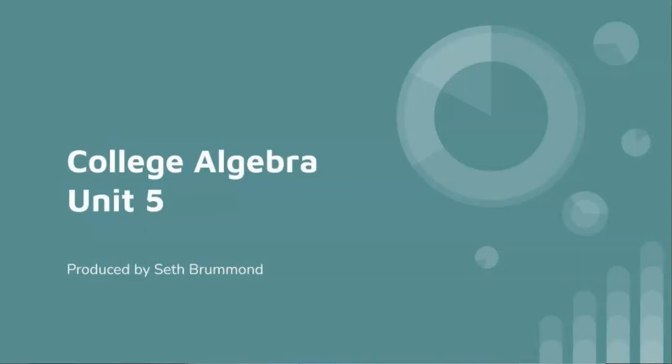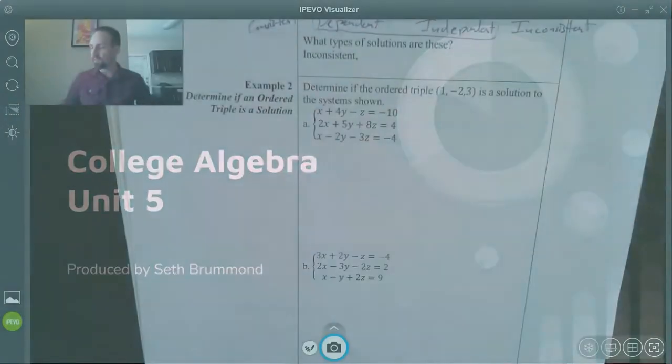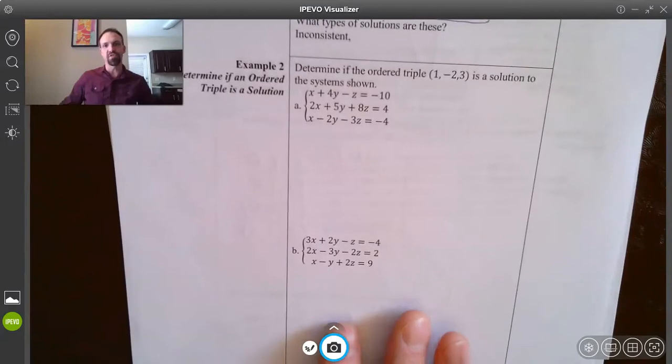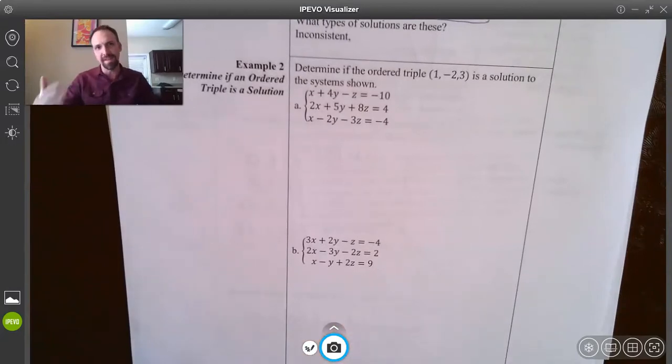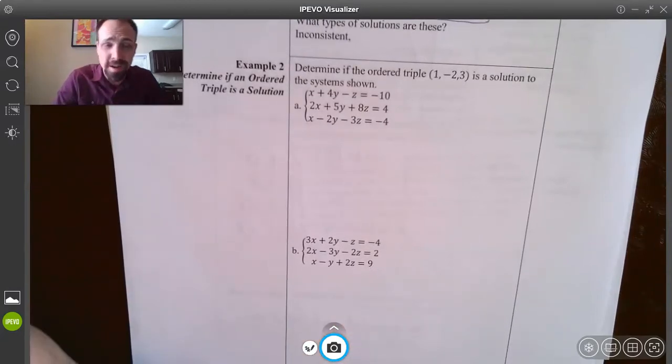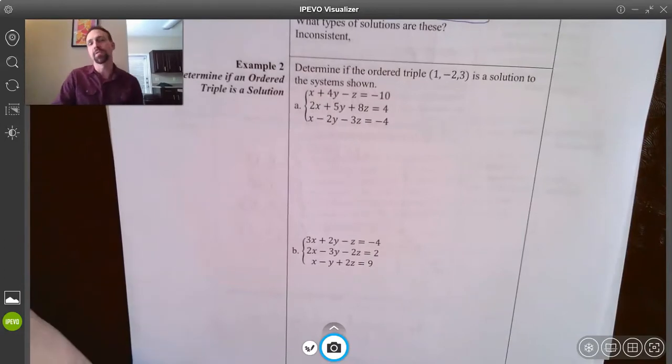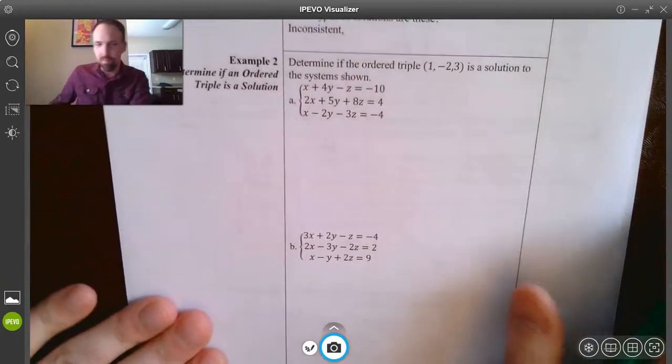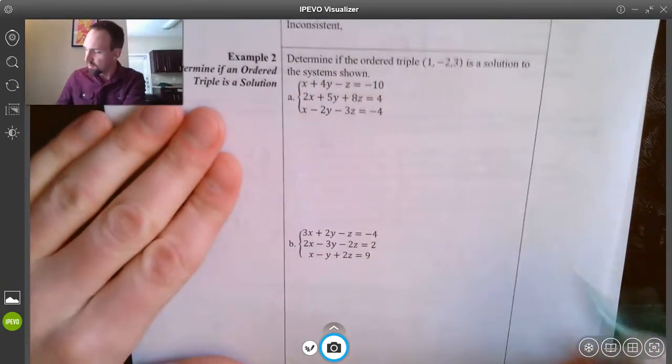Hi friends, going through example 2. Now we're going to determine if this ordered triple is a solution to the system shown. This is a lot of tedious work because you have to check each one until you find where it doesn't work. As soon as you find where it doesn't work, then you're good to stop there. However, I want to check each one to see each row is a solution.